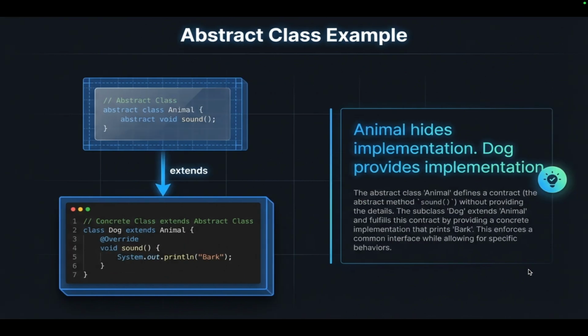Example. Let us understand with a Java example. We have an abstract class called Animal. It contains an abstract method called sound. Now the Dog class extends Animal and provides the implementation for the sound method. Here Animal defines the rule. Dog provides the implementation. This ensures clean architecture, loose coupling, and flexibility.